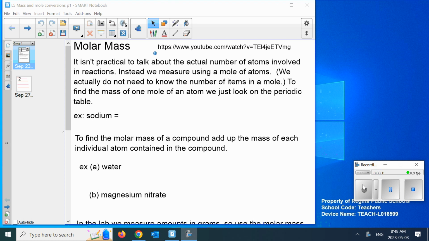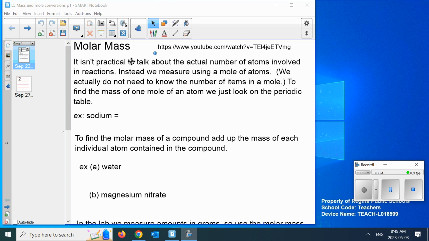Okay, we had just talked about this before computer problems. Molar mass. It isn't practical to talk about the number of actual atoms because there are huge numbers involved. Instead, we talk about a mole of atoms. We don't need to know the number of items in a mole, but as long as you use molar masses from the periodic table, you'll know you have the same number of atoms: 1 mole of atoms of this type and 1 mole of atoms of that type, if you use the grams and moles on there.